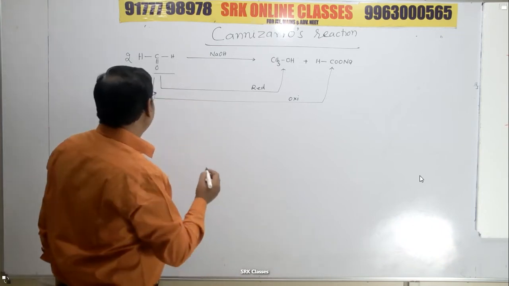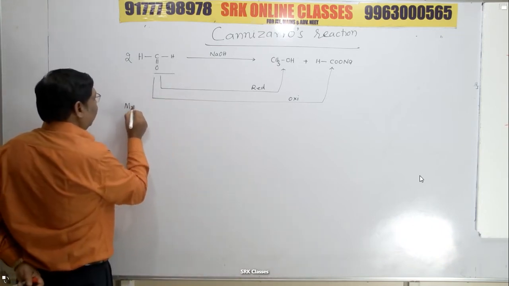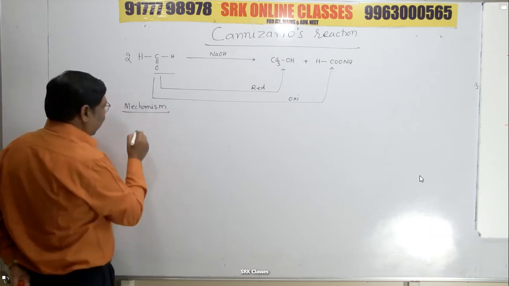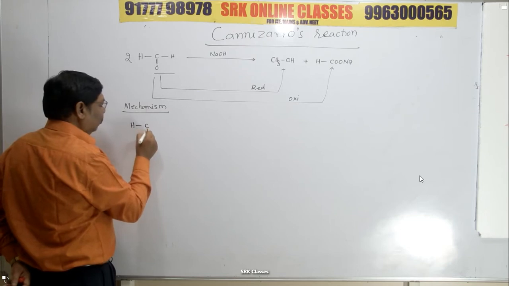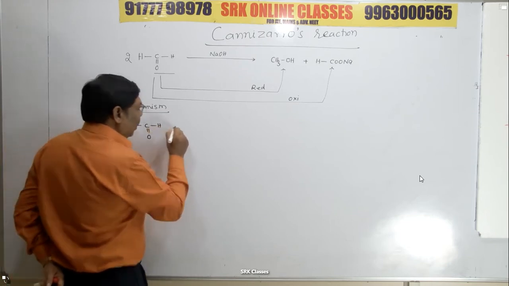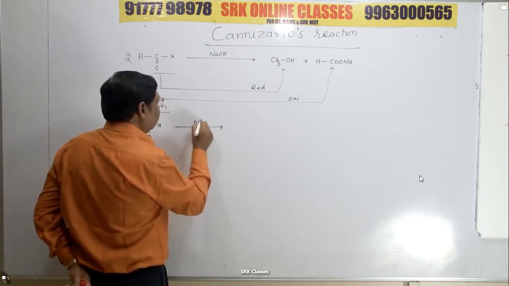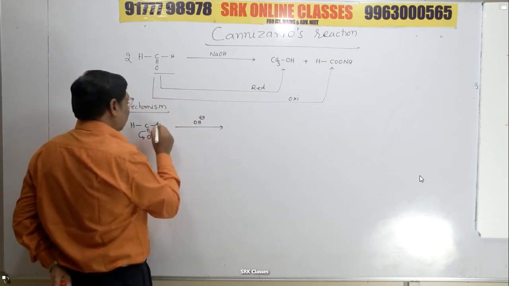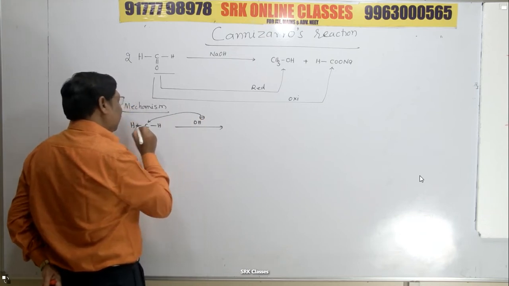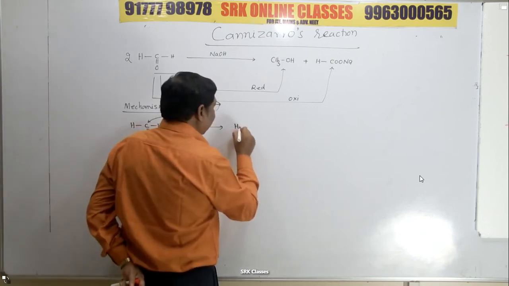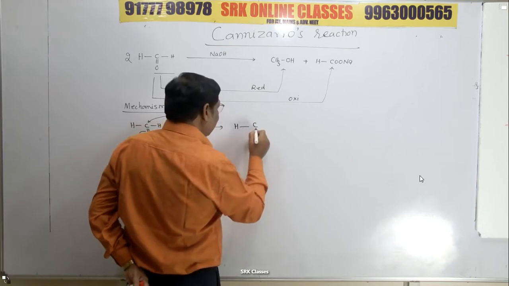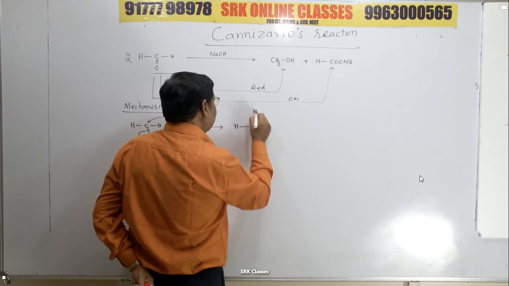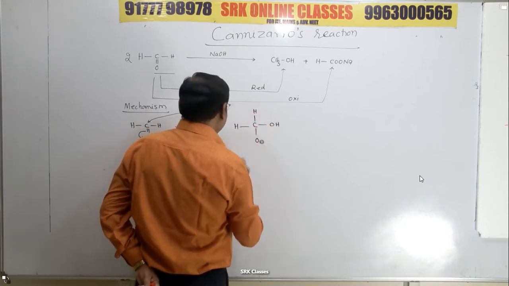Let us see the mechanism of this reaction. Mechanism. First molecule I am taking is formaldehyde in the presence of a base. Now this pair of electrons is shifted here. Therefore, the OH minus ion approaches here, and that produces H, O minus, H and OH. This is the first molecule.